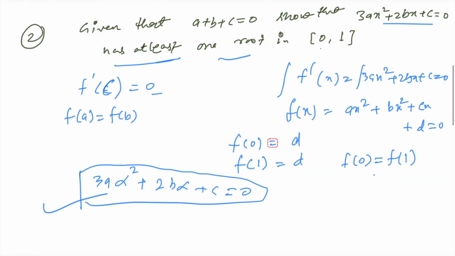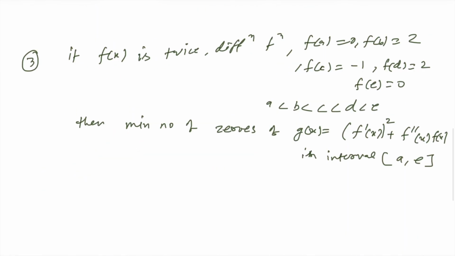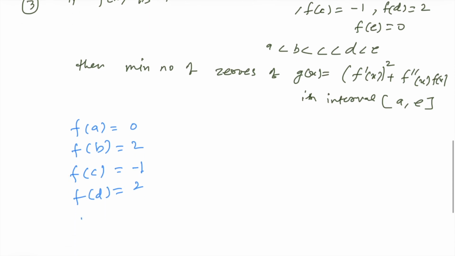This is a true question. This is also a JEE question, maybe a true and false type of question. So this is true. Let's solve this question. It is saying if f(x) is twice differentiable and so on, clearly, if a is 0, if b is 2, if c is minus 1, if d is 2, and if e is 0. And a, b, c, d are like that.